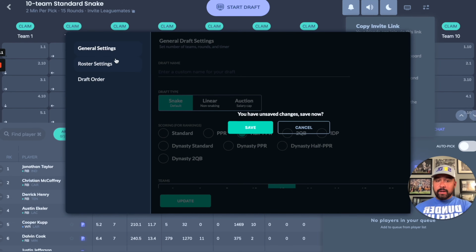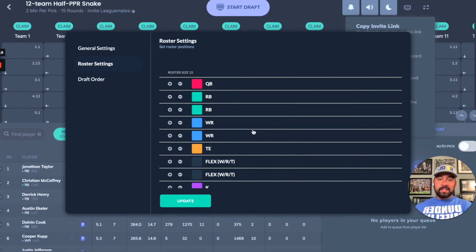Now, I'm going to go to roster settings. Oops, I did something wrong here. You're supposed to hit update, so I'm going to hit. You're supposed to hit this button, update here, but I'll hit save. So then all that information that I just put in, that was general settings. Now I'm clicking on roster settings.